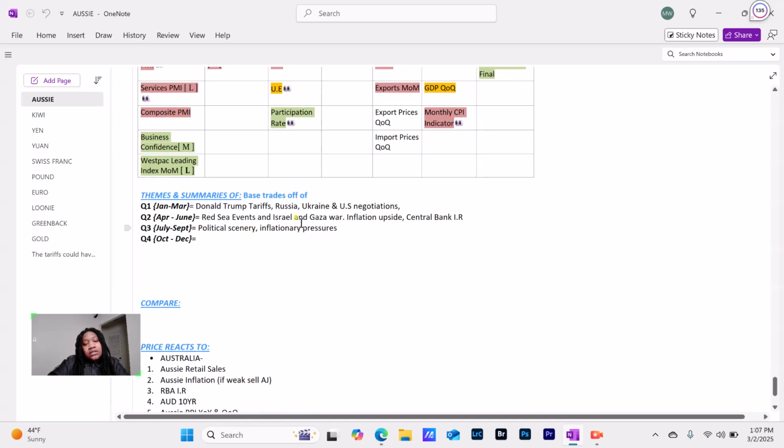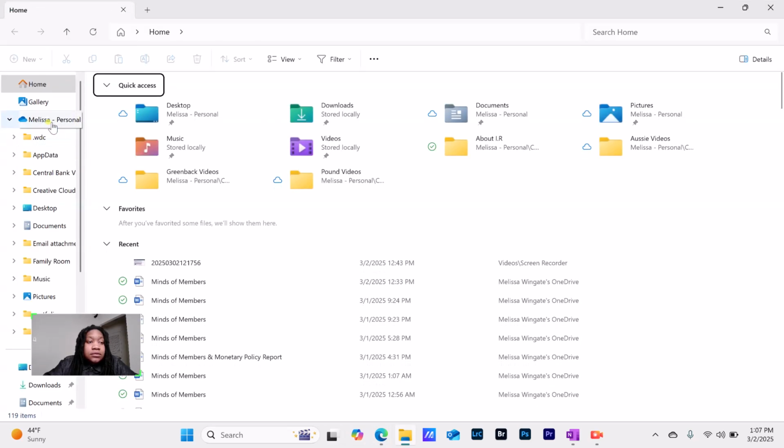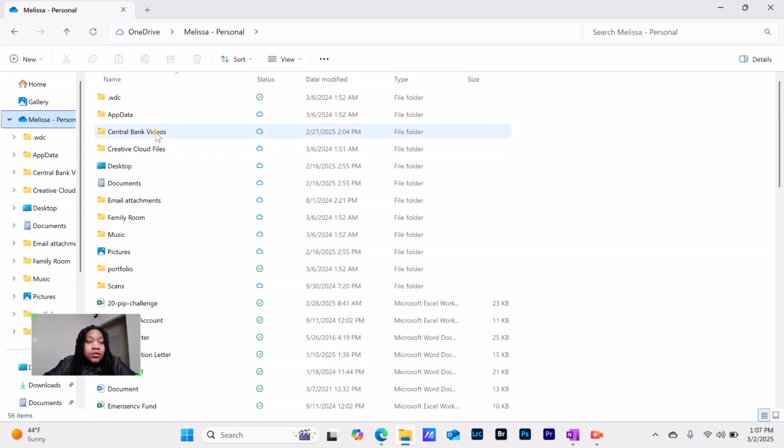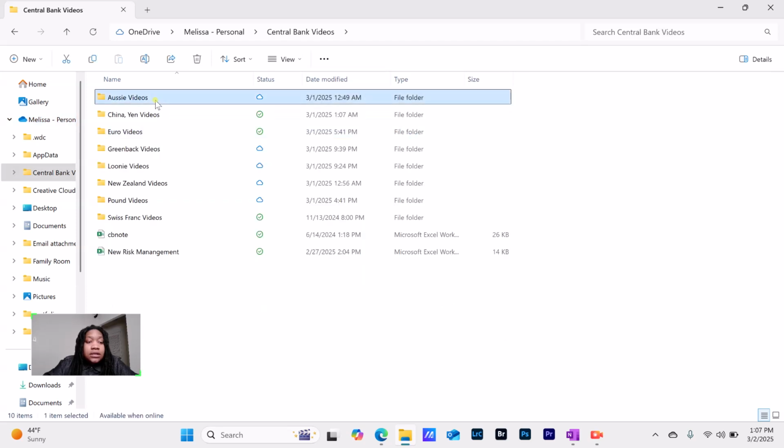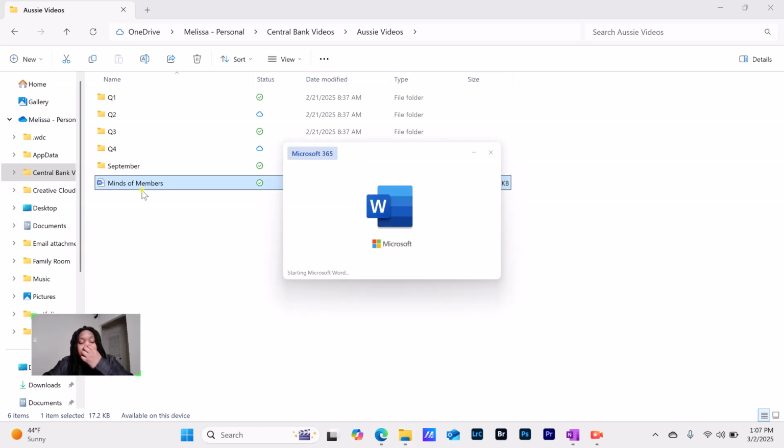That's coming from the central bank when they have these monetary policy meetings. And for right now, these are old. But right now, Q1 from January to March, the themes and summaries I want to base my trades off of are the Donald Trump tariffs, Russia and Ukraine, and U.S. negotiations. I feel like that's what's going on here. Even, check this out real quick. Boom. This won't be long, but it ended up being long anyway.